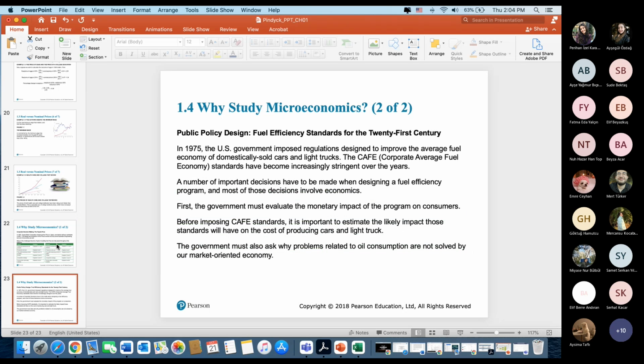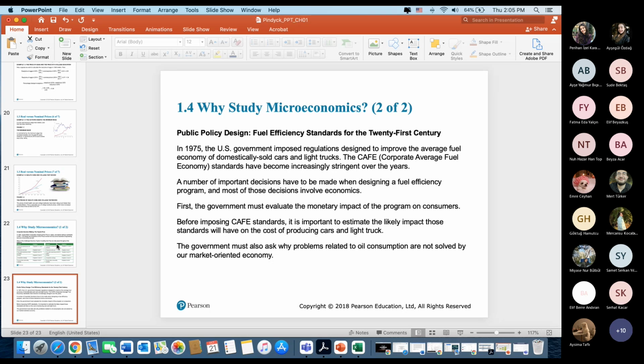And the policy design, fuel efficiency standards for the 21st century. In 1975, the US improved regulations and designs to improve the average fuel economy of domestically sold cars and light trucks. This is called CAFE, the corporate average fuel economy. A number of important decisions have to be made when designing a fuel efficiency program, and most of these decisions involve economics. Firstly, the government must evaluate the monetary impact of the program on consumers. And before imposing this, it is important to estimate the likely impact the standards will have on the cost of producing cars and light trucks.